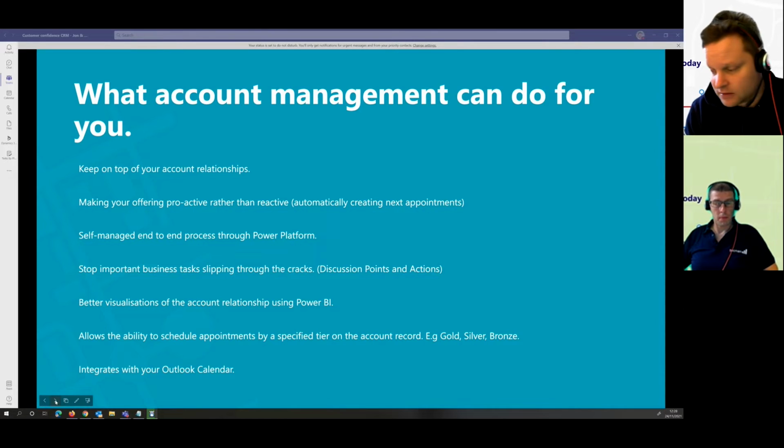We've also got better visualizations of the account relationship using Power BI. So we've got an overview of that, and we'll show you that on the CRM form. And then we've got the ability to schedule appointments by a specific tier on the account record.